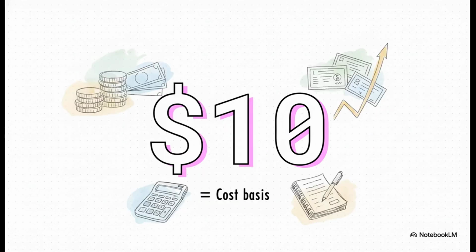So here's the magic moment. Your cost basis per share is $10. You just take your total investment, that $10,000, and divide it by the number of shares you bought, 1,000. That $10 figure, that is your anchor point for everything else that's about to happen.